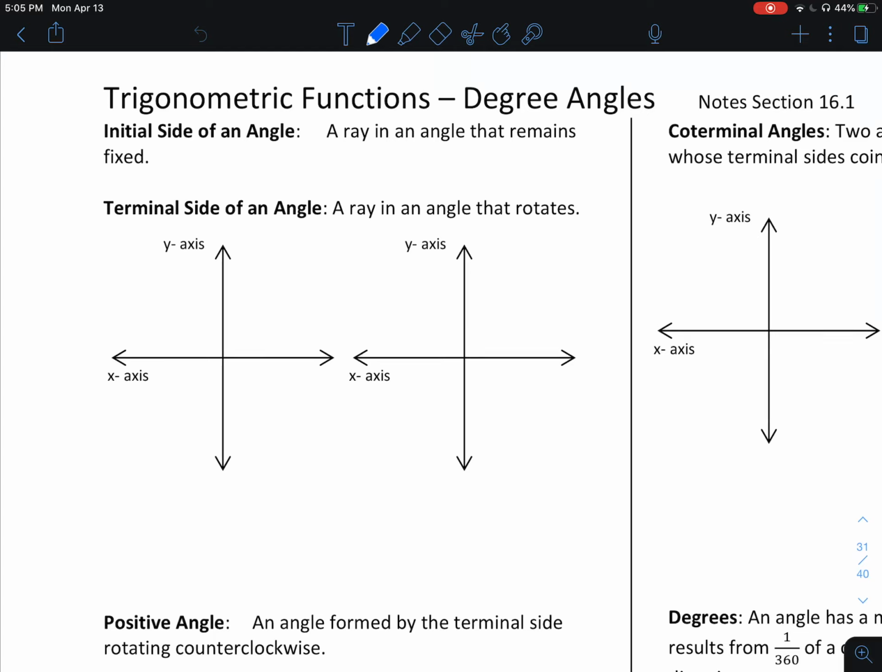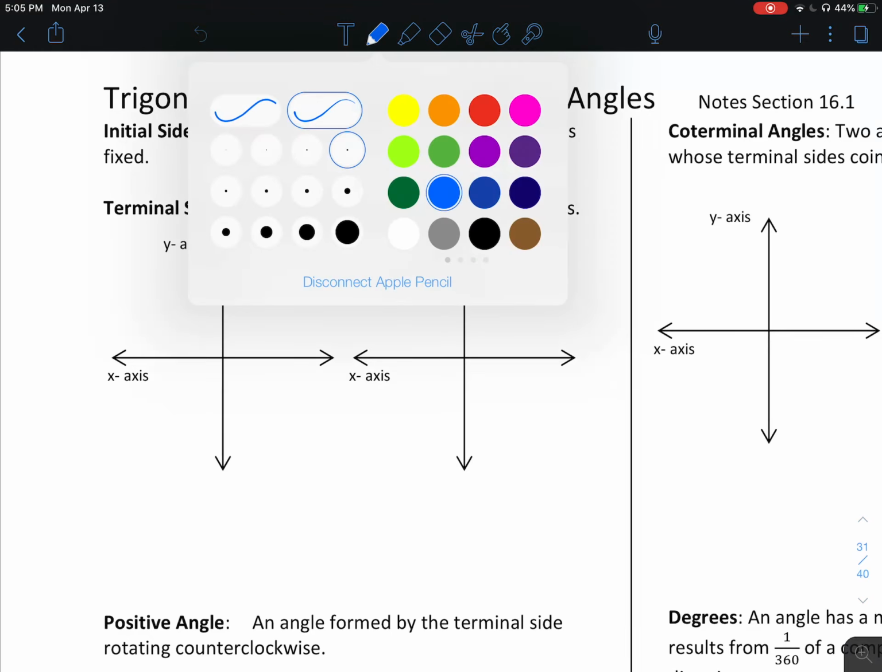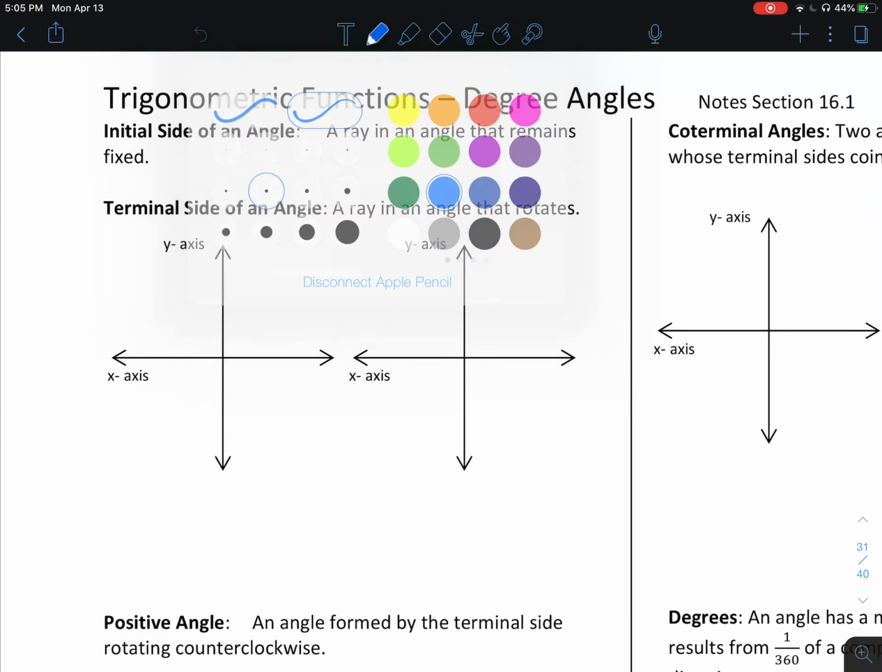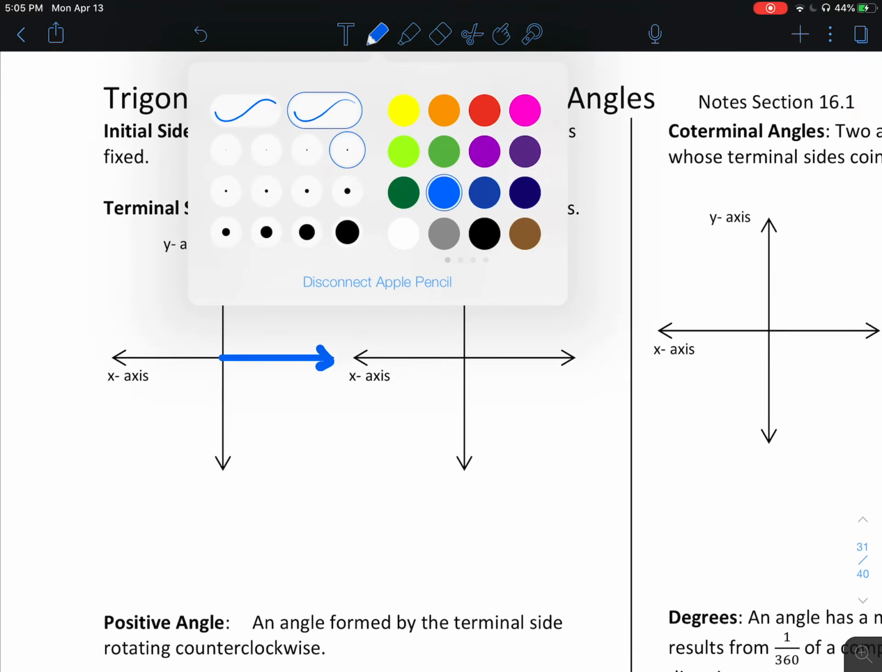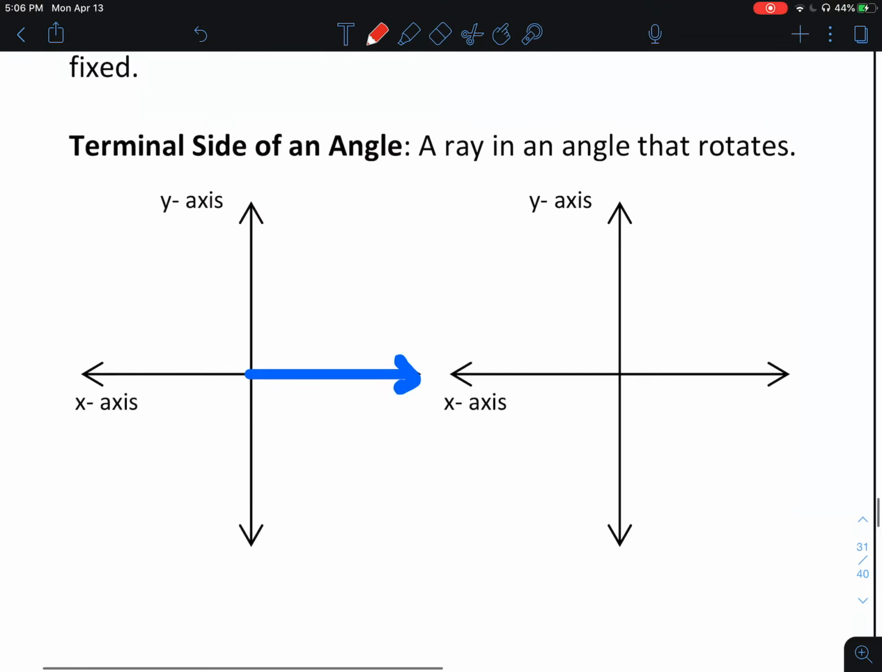Initial side of an angle: a ray in an angle that remains fixed. Terminal side of an angle: a ray in an angle that rotates. So let's illustrate this. Let's say that I draw this ray right here, and let's say that's the ray that's not going to move. That's called the initial side.